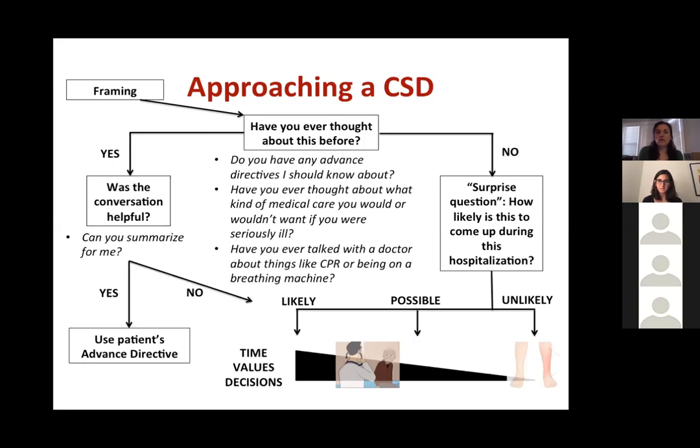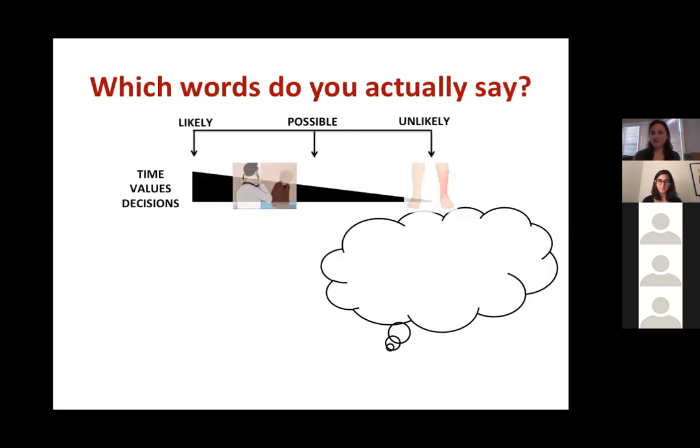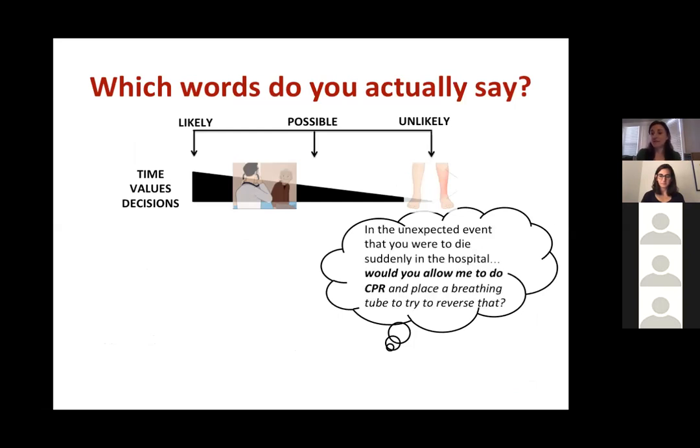Awesome. So going forward, talk a little bit about what words you should actually say when you have this conversation with a patient based on their likelihood. Start with maybe the easier one, which is this woman with cellulitis who has never thought about advance care planning before, code status before, and for whom we don't think it's likely that this is going to come up during the hospitalization. Sometimes I just ask for assent for someone to be full code and say something like, in the unexpected event that you were to die in the hospital, would you allow me to do CPR and place a breathing tube to try to reverse that? And in asking that question and asking for assent, you'll get some feedback about whether this patient is on the same page or whether they really have different ideas about their code status.